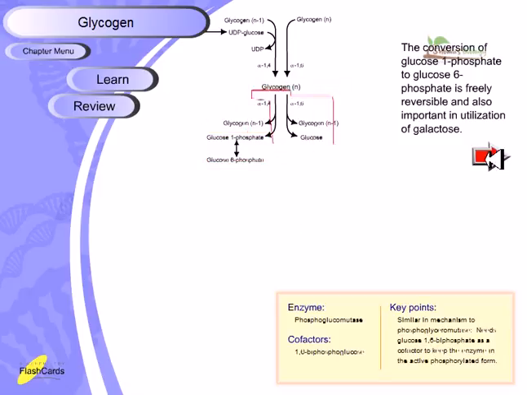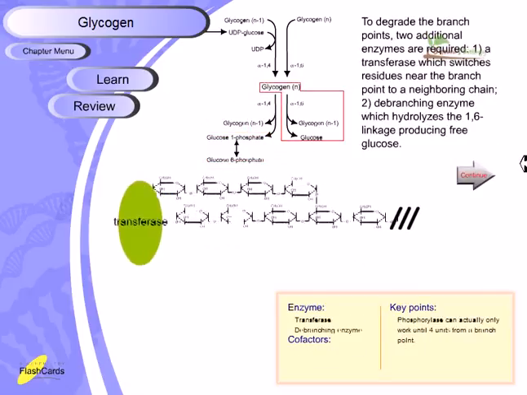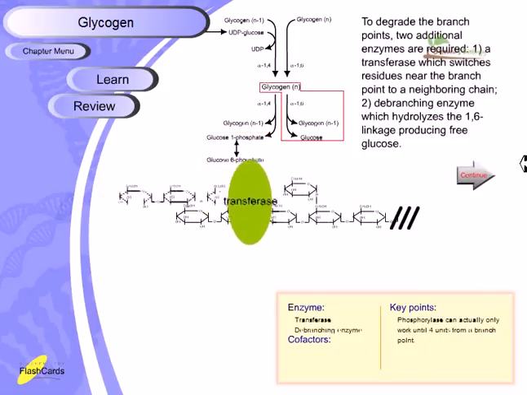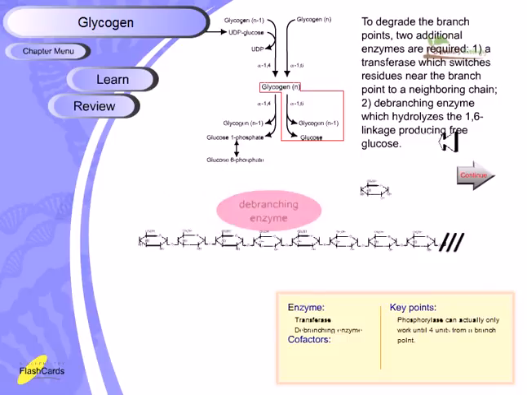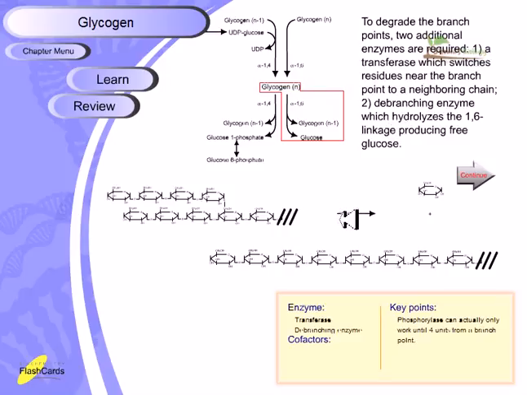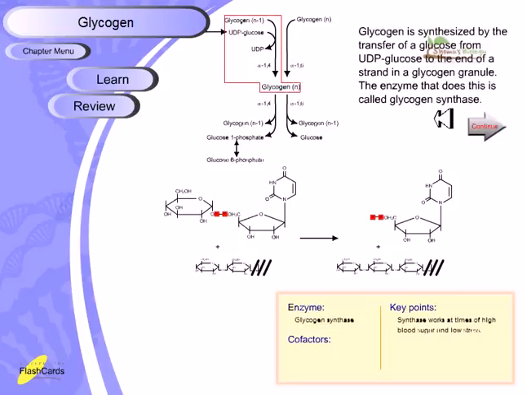Okay. Now to degrade the branch points, 2 additional enzymes are required. One is the transferase, which shifts residues near the branch point, and the other is the debranching enzyme, which hydrolyzes the 1,6 linkage and produces a free chain. We have just seen this before. Both the transferase and debranching activities are performed by the debranching enzyme.